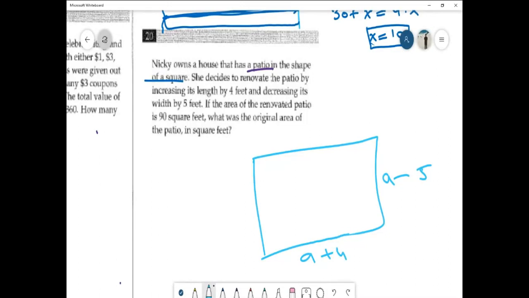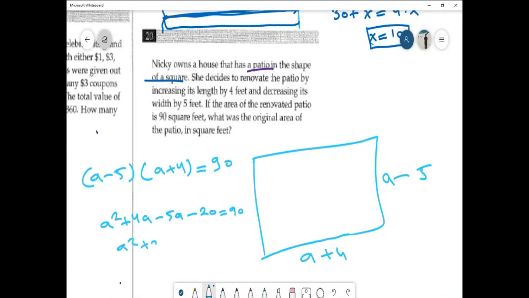If the area of the renovated patio, sorry, it's a square, so it should be the same, length and width. Let's say this is A. This side should also be A. So she decides to increase its length by 4, plus 4 and minus 5, right? And if the area of the renovated patio is 90 square feet, what was the original area? Okay. So the new area is 90.